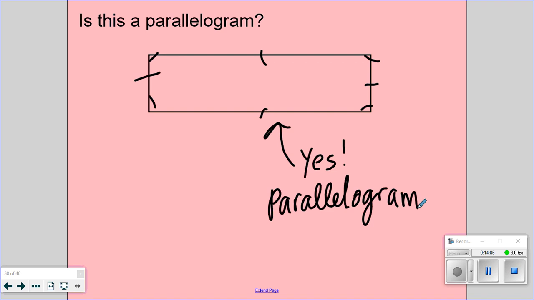Now, wait a second. Those 2 shapes that we just looked at, they look different. Why did that happen? We looked at 2 shapes and we said, yeah, they're parallelograms, but they look different. That shape looks different than that shape. Why do they look different? Corinna, why did they look different?